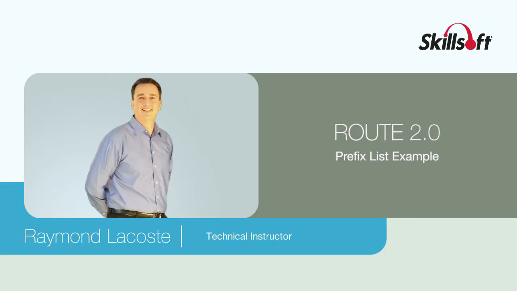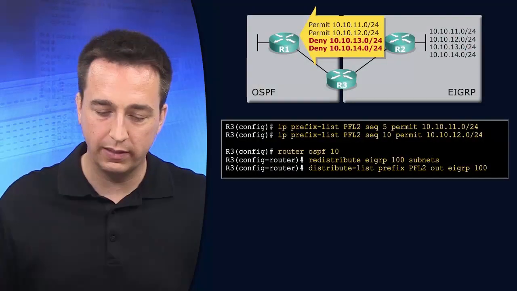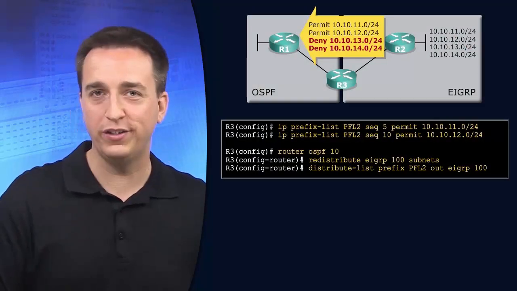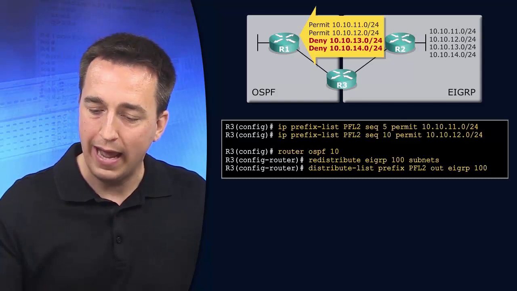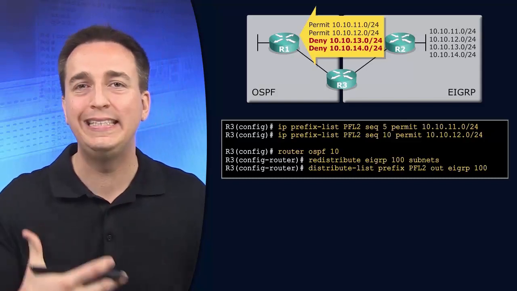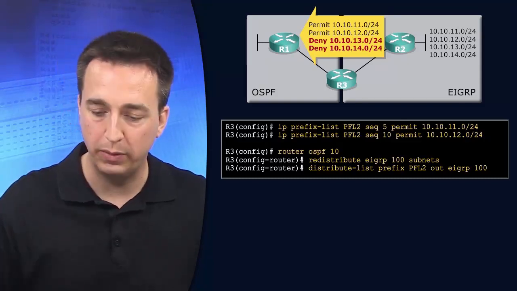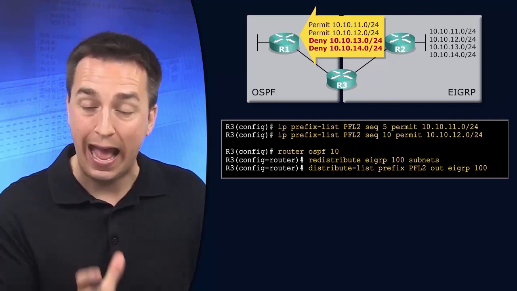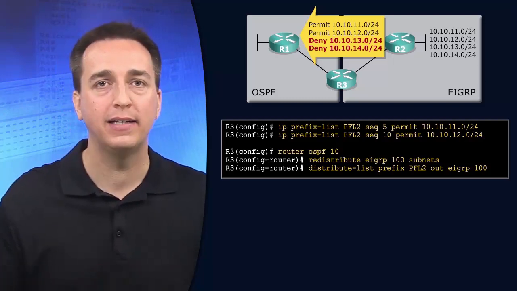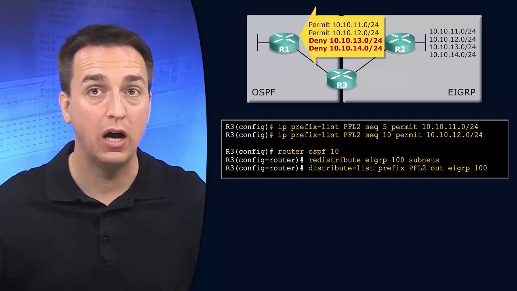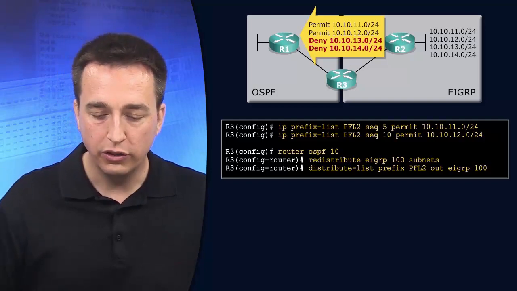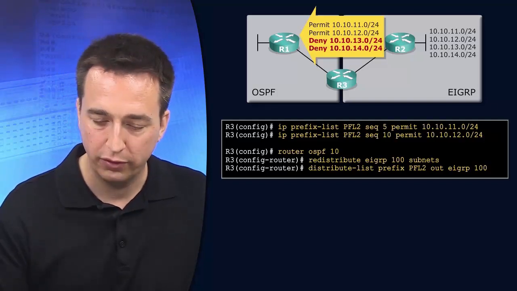So here's an example of applying our prefix list for redistribution. So now we have more control over the exact routes that are being redistributed based on address and subnet mask, not just the address, like we saw with the access control list. So now the prefix lists have been created.